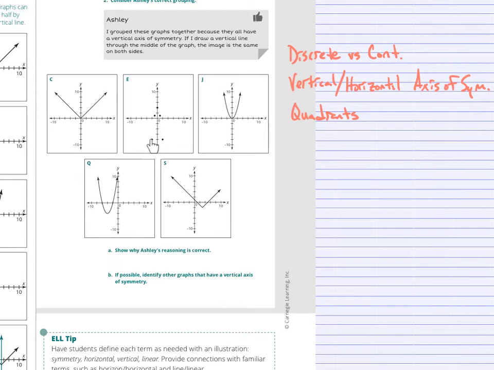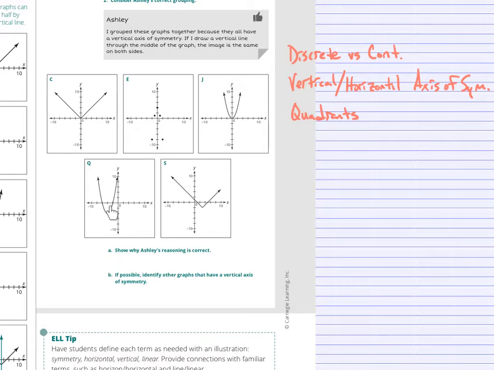Graph E, it makes like an upside down U or a hill, but it's drawn with 5 points. And the points are not connected, so that is considered a discrete graph. J, again, is a quadratic, just like E. This parabola is going up, but since it's drawn with, I'm sorry, not a straight line, but connected all the dots, it's drawn with a line, it is a continuous graph.